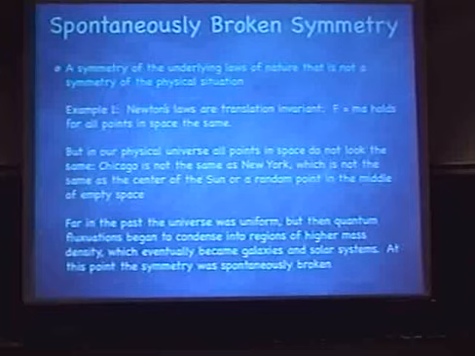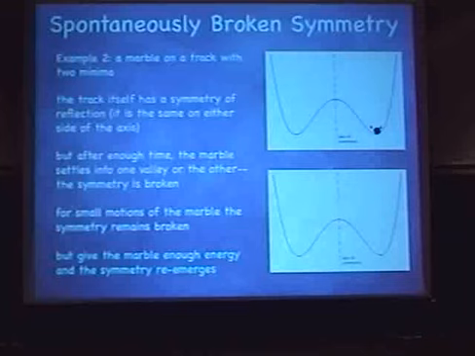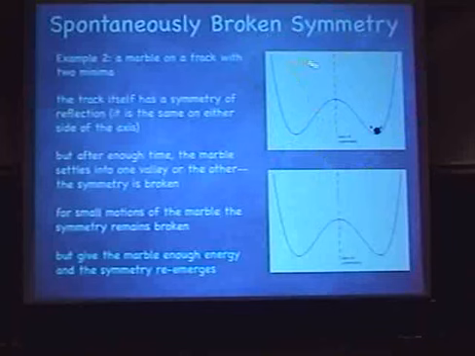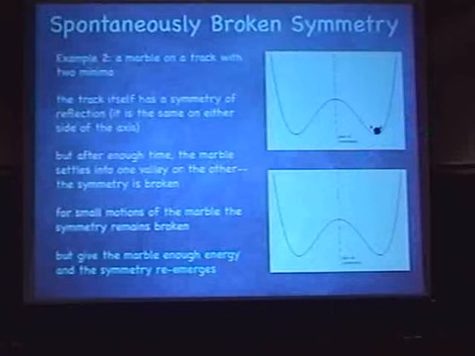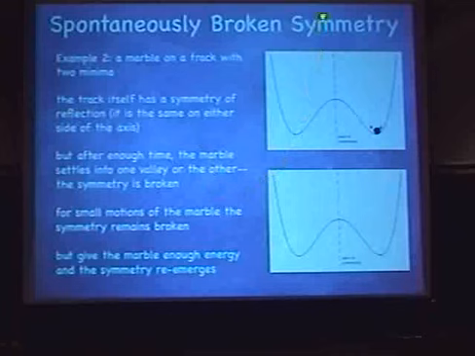Example number two, and this one is a little bit more apropos. Suppose you start with a marble on a track, and not coincidentally, this track is the same shape as that potential energy that I was working with earlier. The track itself is symmetric for reflections about this central axis. But if you have a marble that's allowed to run on this roller coaster track, then eventually the marble will come to rest. And when it comes to rest, it will either wind up here or here. But once it does, it has broken the symmetry. The system is no longer symmetric about this central axis.